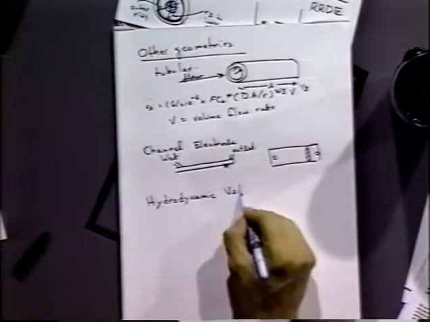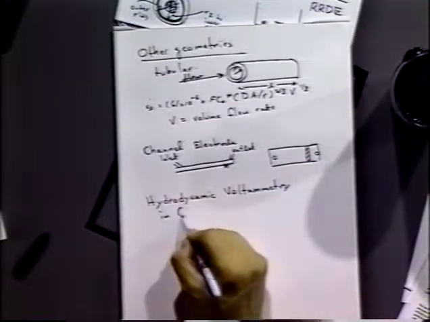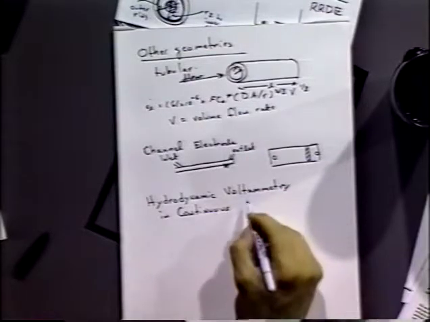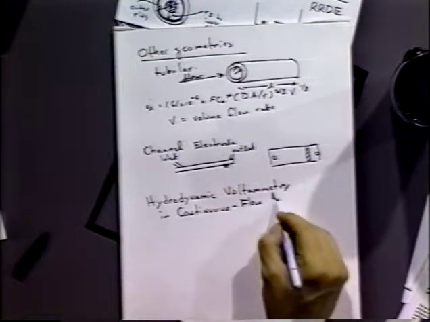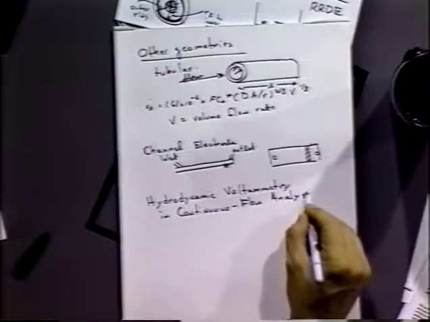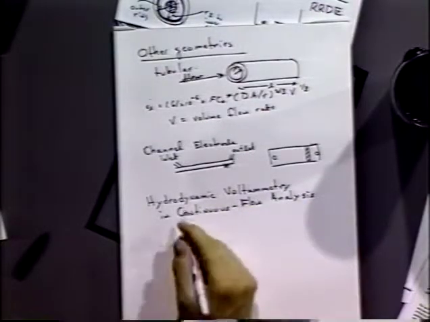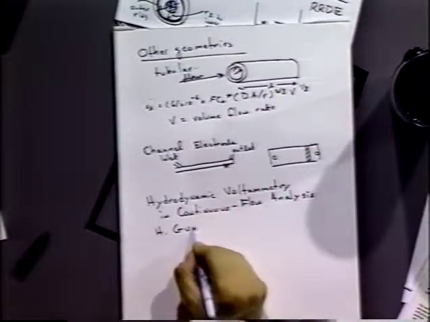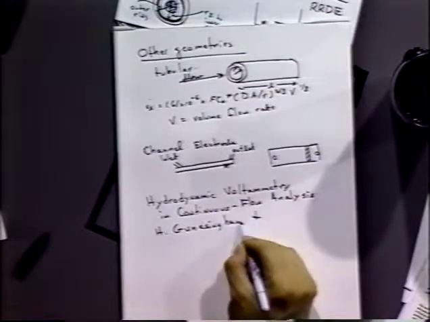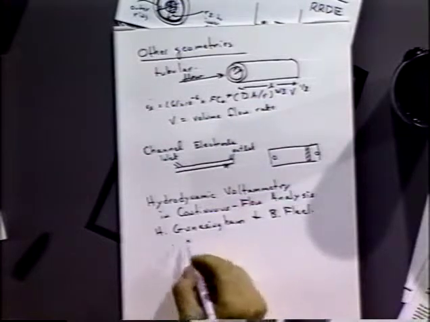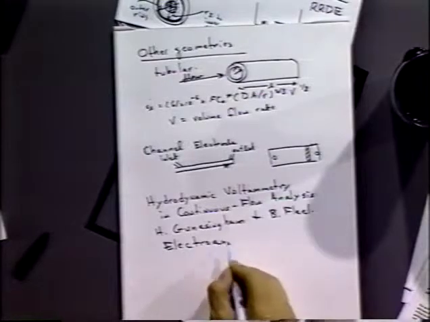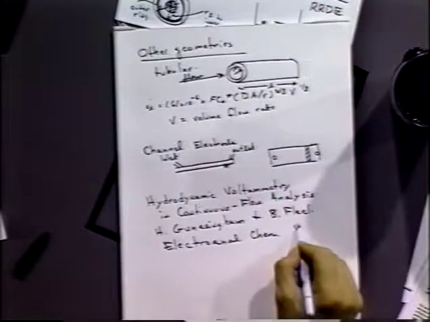I'm going to leave off more discussions of hydrodynamic electrodes. We've got the paper to talk about today, which talks a little bit about that. There's a book chapter called Hydrodynamic Voltammetry and Continuous Flow Analysis. Now this is really for analytical chemistry, but it does mention the types of hydrodynamic voltammetry that people are using, particularly for analytical purposes. Written by a guy named Gunasingham and Fleet. And that's a book chapter in the series by Bard called Electroanalytical Chemistry, volume 16.